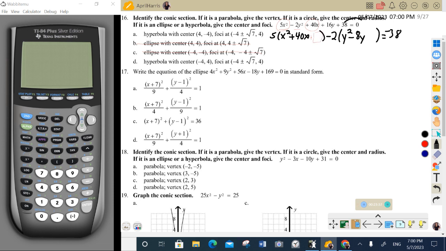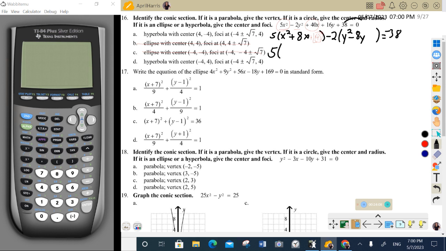Oh, time out, look what I didn't do. Uh-oh, made a mistake. That shouldn't be 40x. I forgot to divide 40 by 5. That should be 8. So let me fix that. There we go. So half of b is going to be 4. So 4 squared is what goes in this box. And guys, you really don't even have to add the box to the other side, because all I'm looking for is the center.